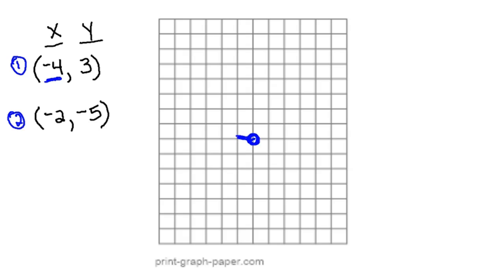So 1, 2, 3, 4. And I'm just going to draw a little open circle around that point so we remember where that X is. You don't actually draw that on the graph, you just keep that in the back of your mind.